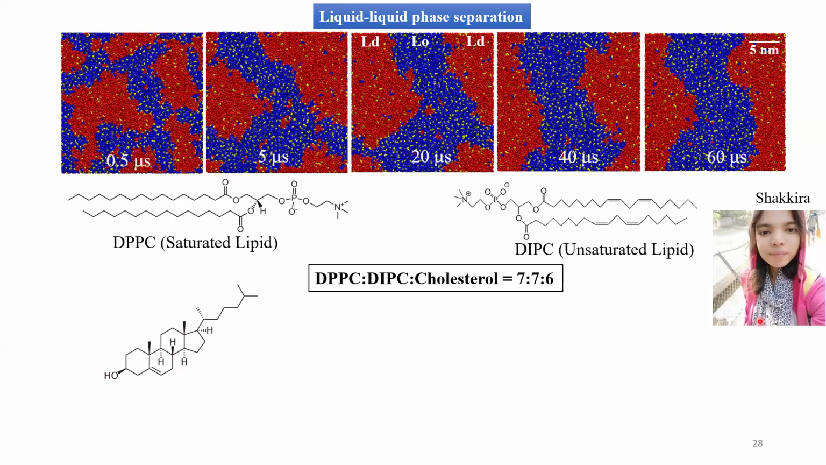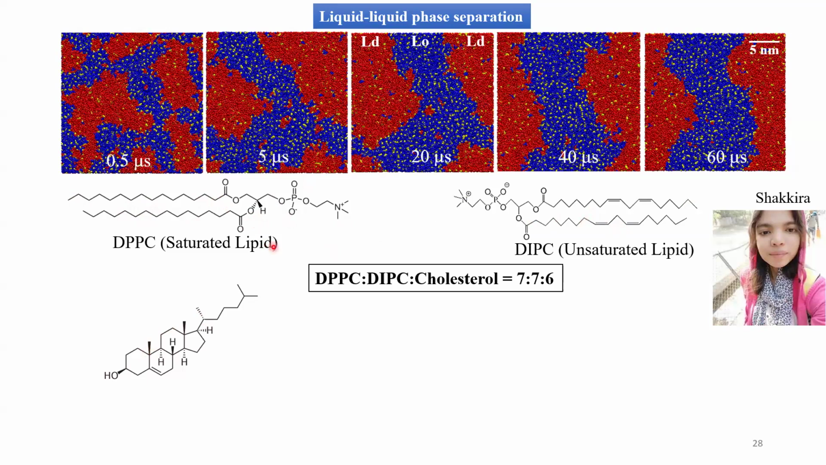What is a raft membrane? You have three different types of lipids: saturated lipids, you can see the blue ones. This is the saturated lipids. Saturated lipids means their tails are saturated. Then unsaturated lipids and cholesterol, so they are there.